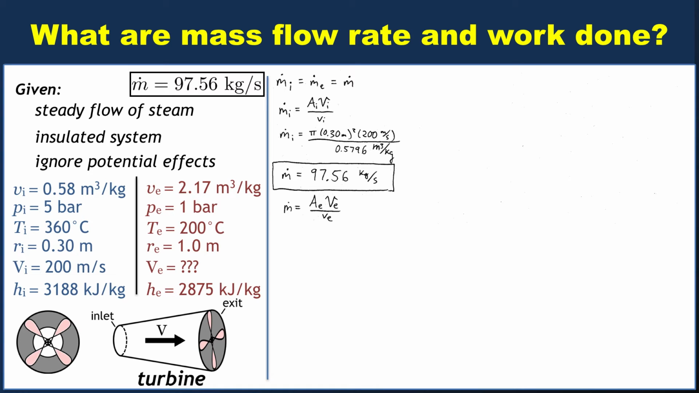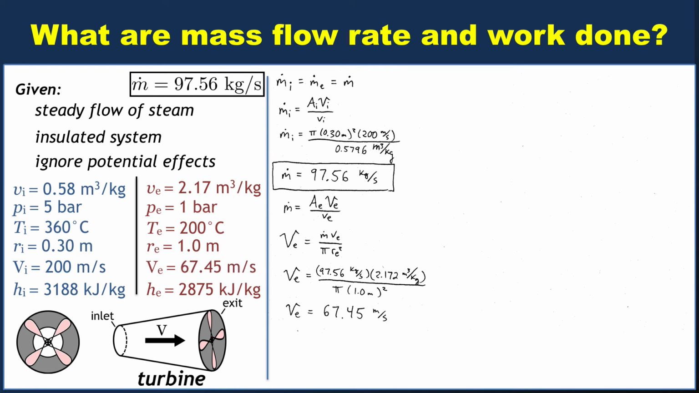We can solve for the exit velocity, the one with the e subscript, so we do that, and then we put in our values, because we have m dot and all the other stuff we already had. So we do that, and we figure out that the exit velocity must be 67.45 meters per second. So I'm going to record that over on the left-hand side where I have V_E equals question marks, just so that we remember that value if we need it later. Okay, so I did that.